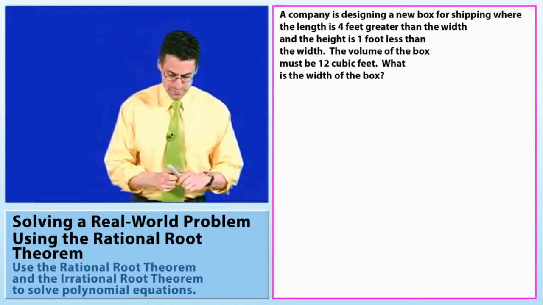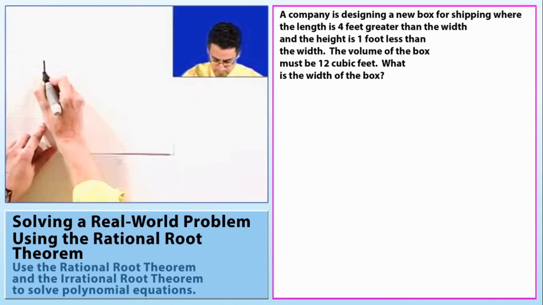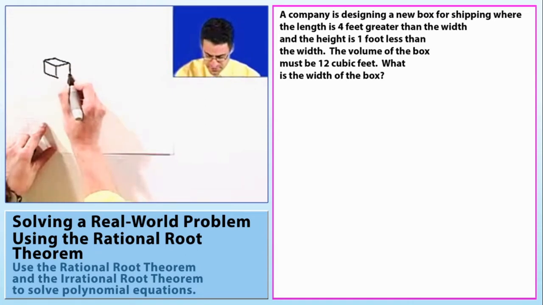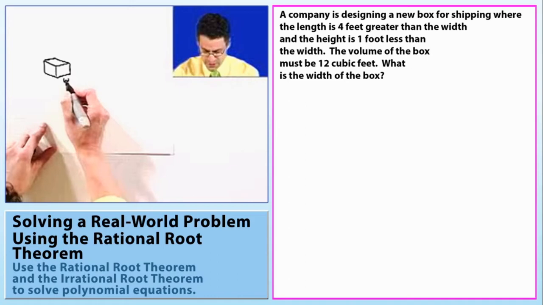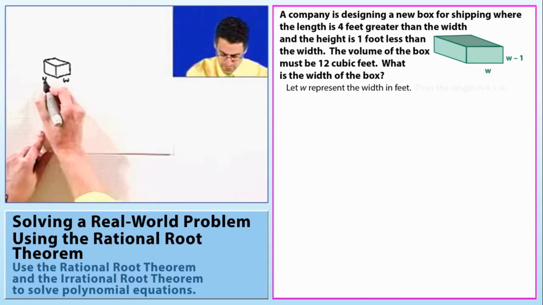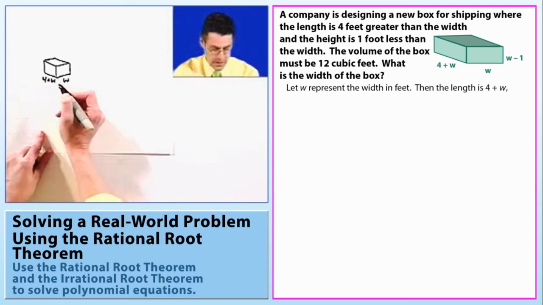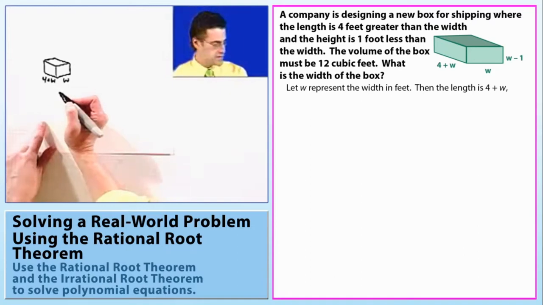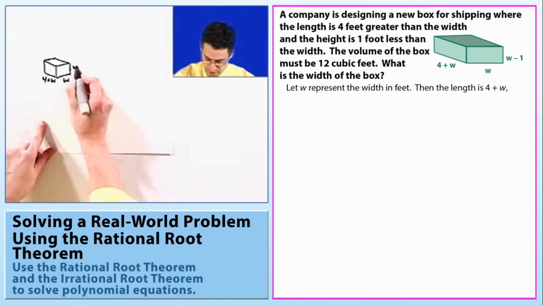So first of all, let's draw a little picture. This is not at all drawn to scale, but let's just draw something here. I'll call this the width. I know that the length is going to be 4 feet greater than the width, so that's going to be 4 plus the width. And I know that the height is going to be the width minus 1, so this is going to be W minus 1.